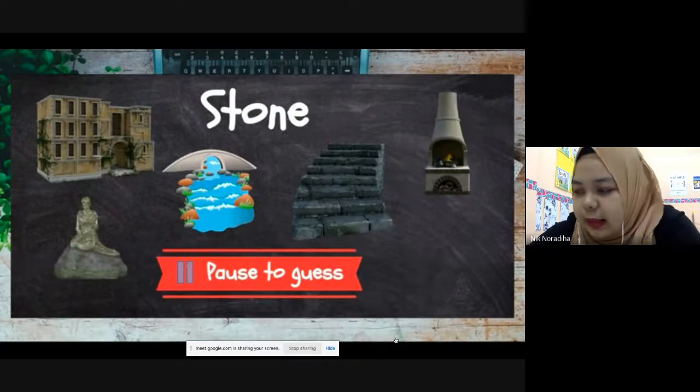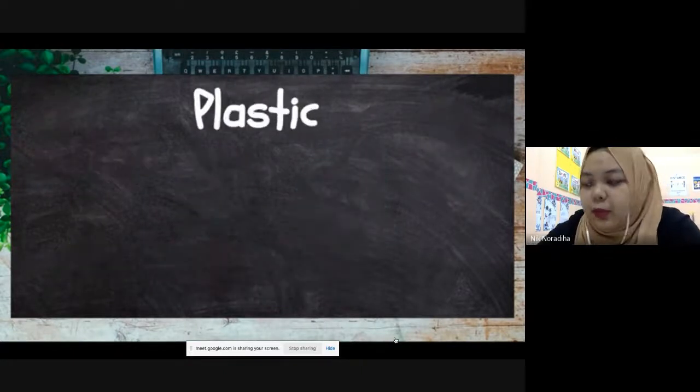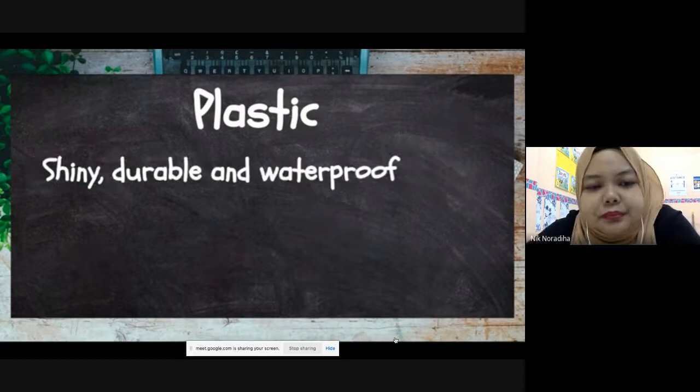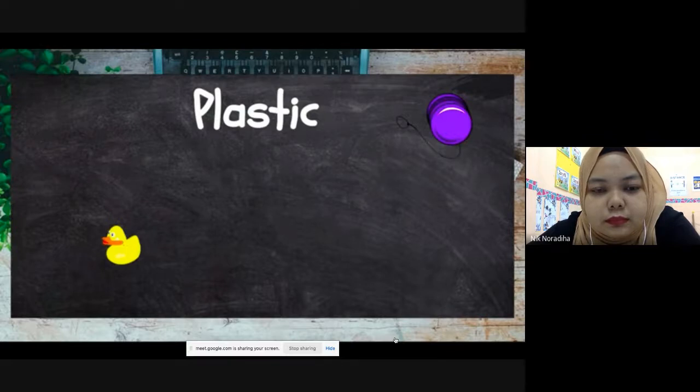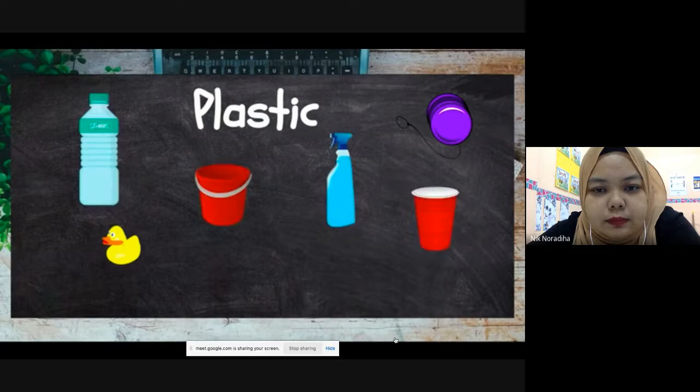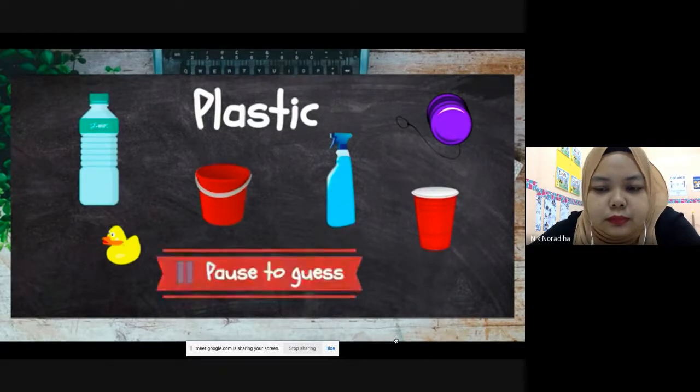And this one is the additional material that we have. Plastic is shiny and durable. It can be made into lots of different colors, so often toys are made out of plastic. Plastic can also be made transparent, and it is waterproof, so water bottles, cups, and buckets are usually made from plastic. Can you think of any other plastic items?